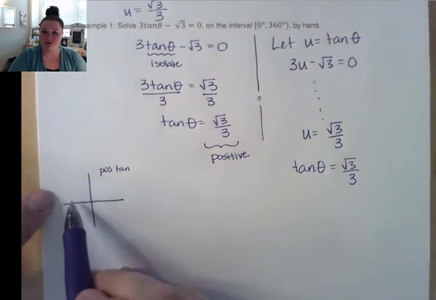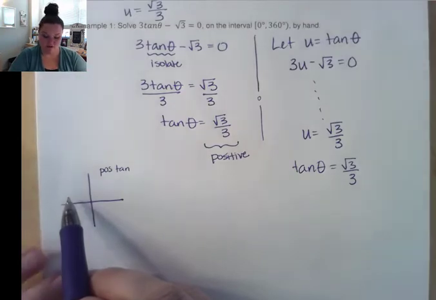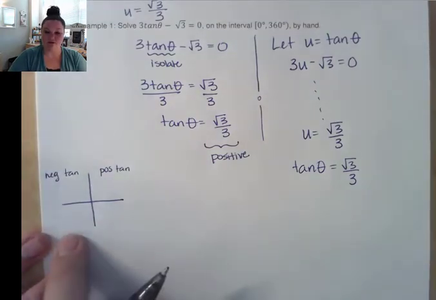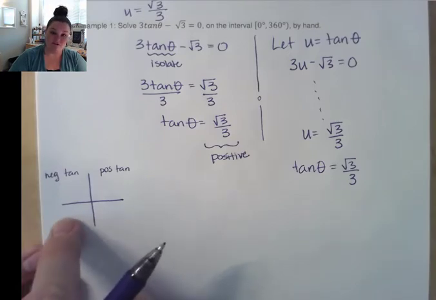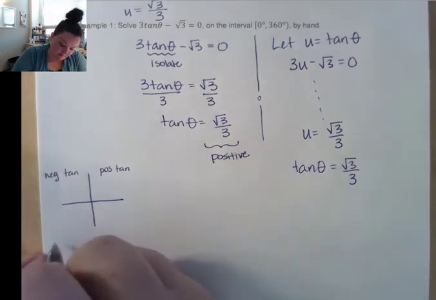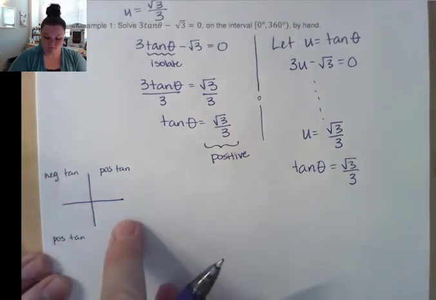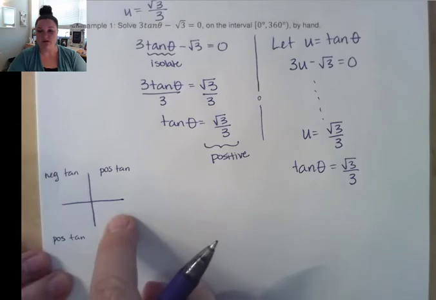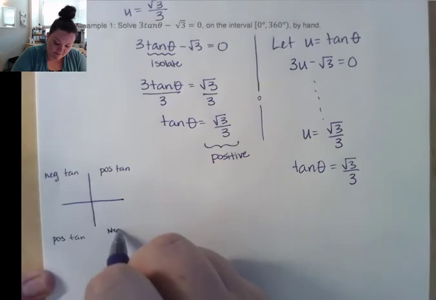If I look in quadrant 2, I have a negative cosine, but a positive sine. Since the signs are different, when I take that ratio, that gives me a negative tangent. In quadrant 3, I have a negative sine value and a negative cosine value, so a negative over a negative gives me a positive tangent. And in quadrant 4, I have a negative sine value but a positive cosine value. So negative over positive, again, gives me a negative tangent.